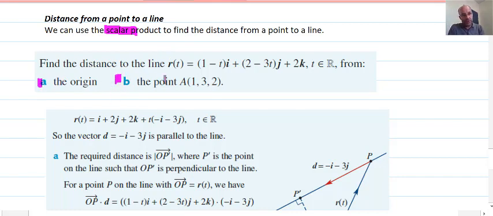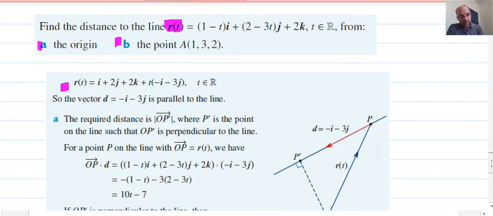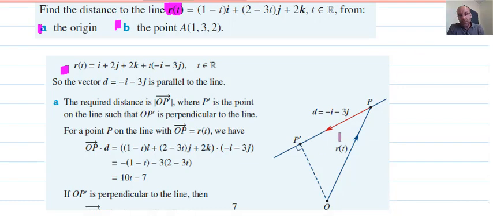Find the distance to the line r of t given there from the origin. So the distance from the origin to the line given by that position vector given there. Looking at a diagram is helpful here. So I've just sourced this diagram. This diagram is from a Cambridge text. It's not my property here, but I'm just using it quickly.